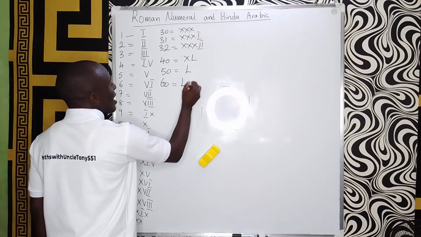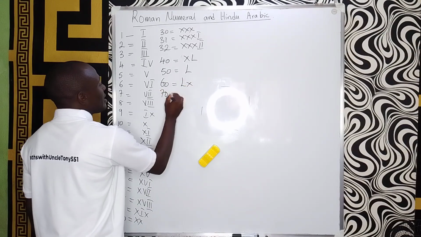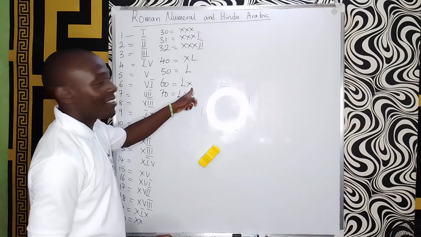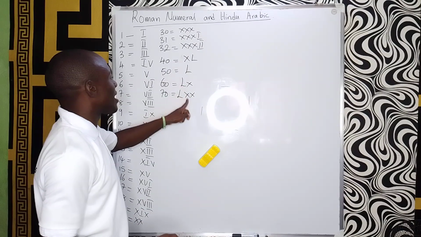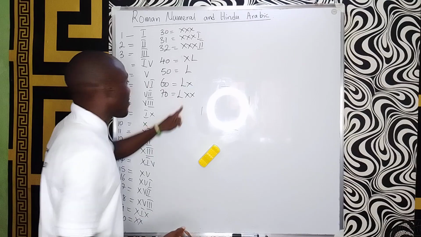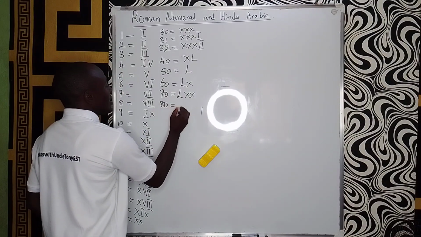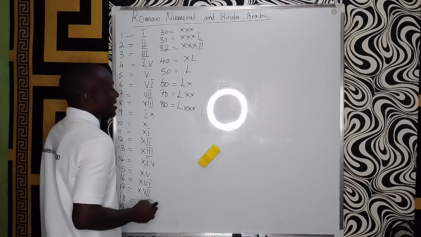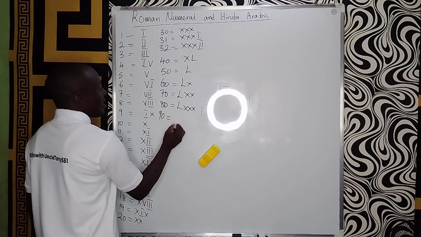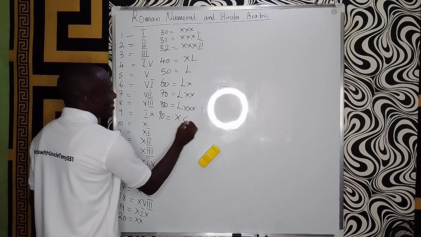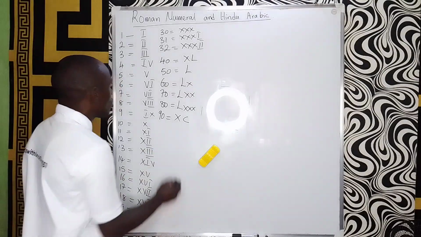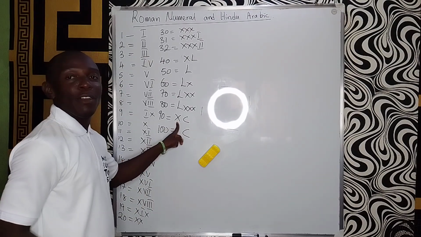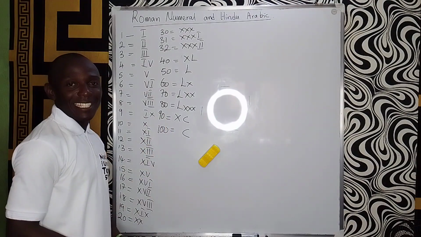60 is LX. What about 70? It is LXX. So I'm adding 10 to 50, it becomes 60. I'm adding 20 to 50, it becomes 70. What about 80? 50, 60, 70, 80. What about 90? 90 is XC, meaning that I'm subtracting. 100 is C. I'm subtracting 10 from 100, it will give me 90.